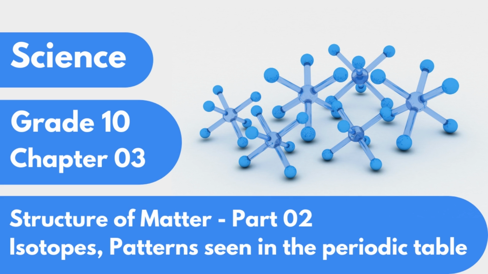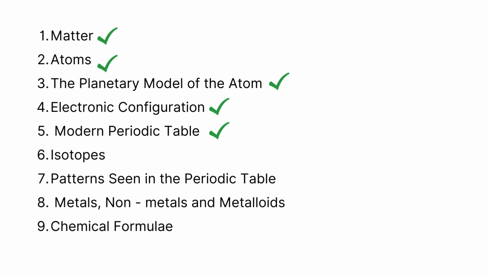Okay students, up to now we have been discussing the model of an atom, the subatomic particles, and how they are arranged in an atom. Then we discussed how to write the electronic configuration of atoms. Based on that, we classified and divided atoms into the modern periodic table. Then you know how to identify the position of different elements in the periodic table based on their electronic configuration.